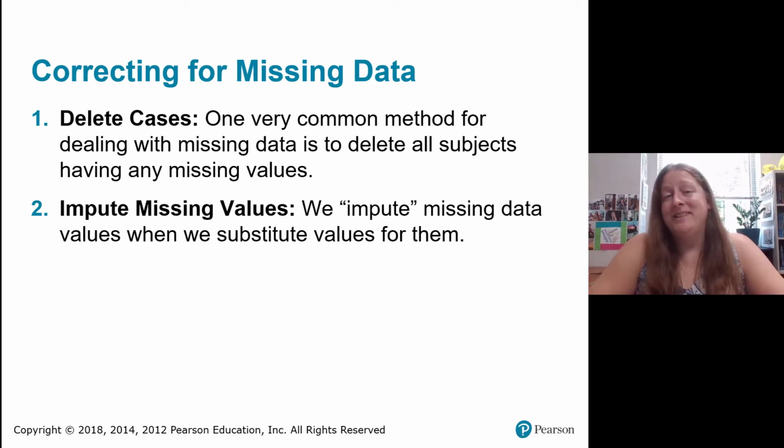Now, if your sample size isn't large enough to make that a really viable option, sometimes we do a thing called imputing missing values. When you impute a missing value, you're going to substitute a value for it. And there are various techniques available about how we best can replace that missing value.